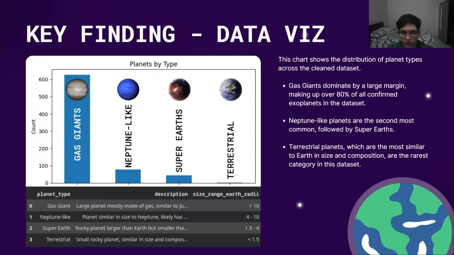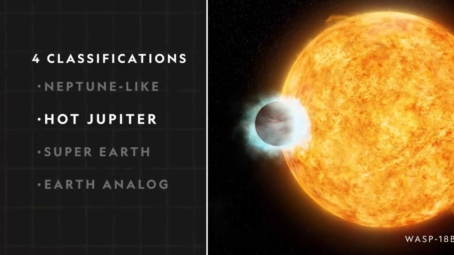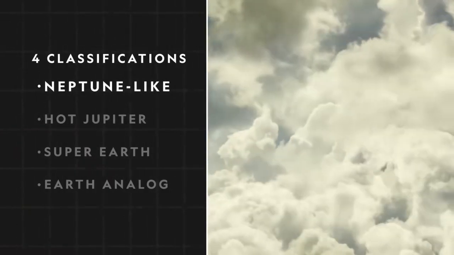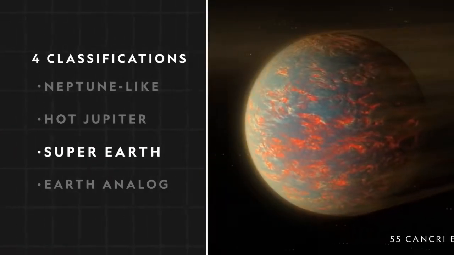This first chart shows the distribution of planet types across the cleaned dataset. As we can see, gas giants dominate by a very large margin, representing more than 80% of all confirmed exoplanets in the dataset. Neptune-like planets are the second most common category, followed by super-Earths.